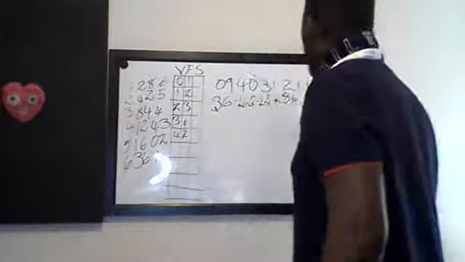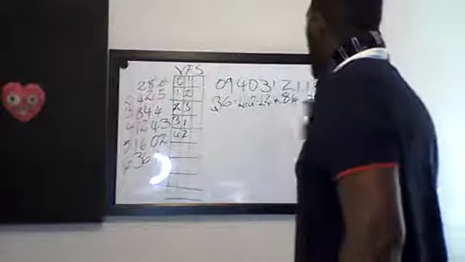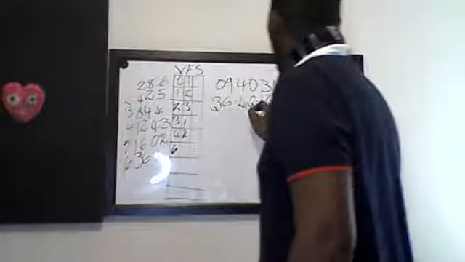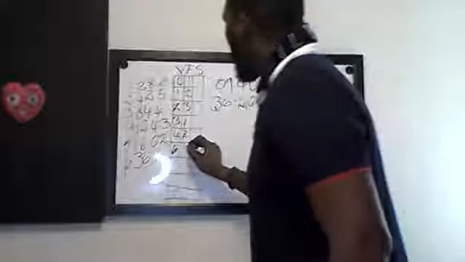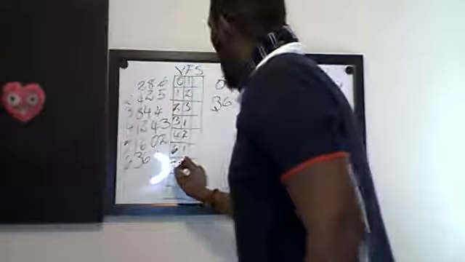Two fours. How many fives? We don't have no five. Five is missing. How many sixes? We got one six.